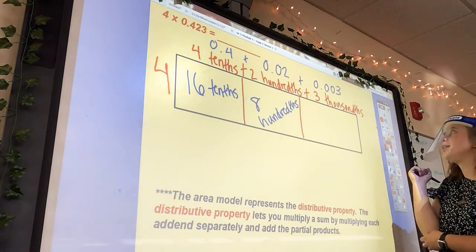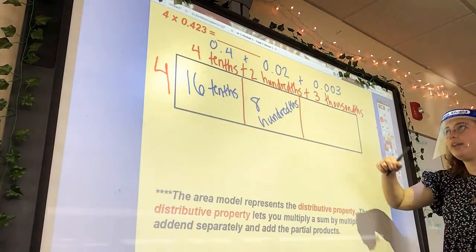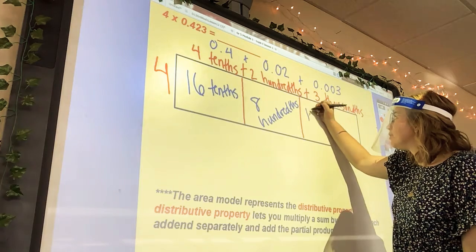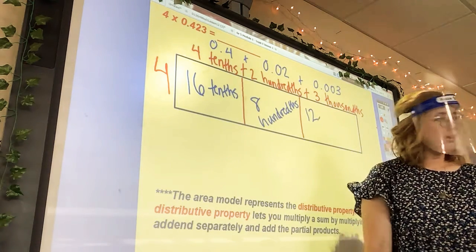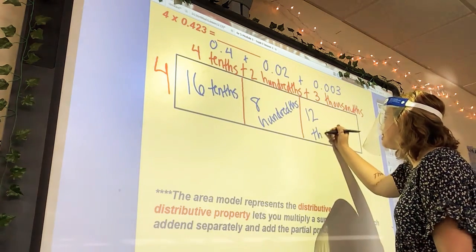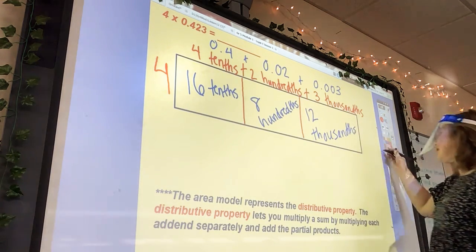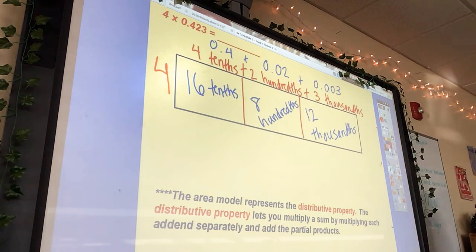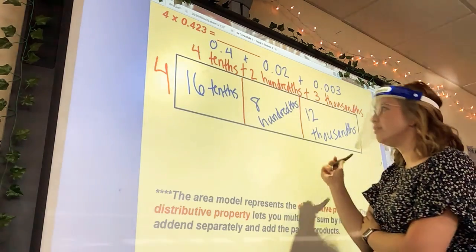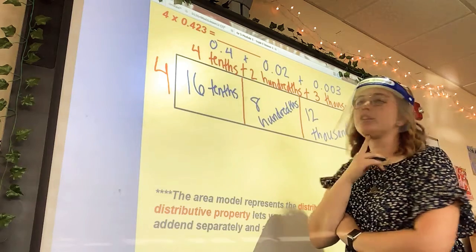All right, and then 4 times 3 thousandths gives me what? Go. 12 what? Thousandths. Thank you. I want you to say the unit, okay? It's all right. Everybody with me so far? Okay. Then we can add all of this together, right? Which looks a little funky, right?